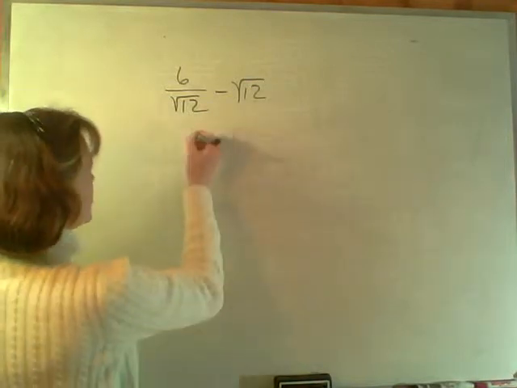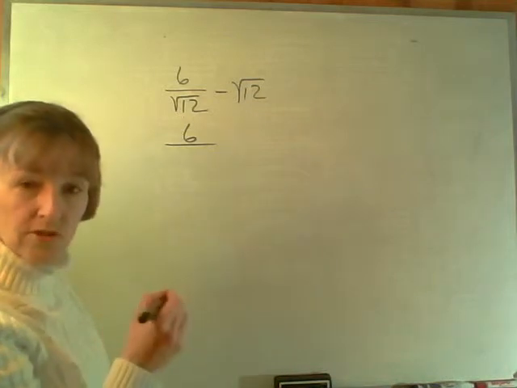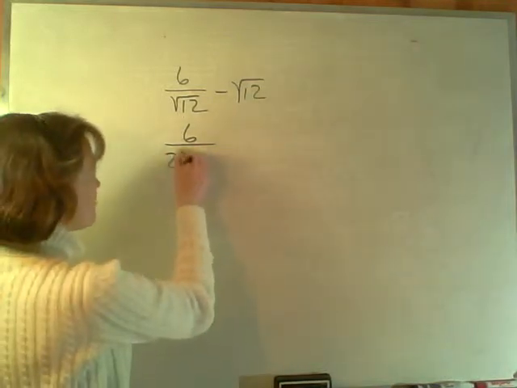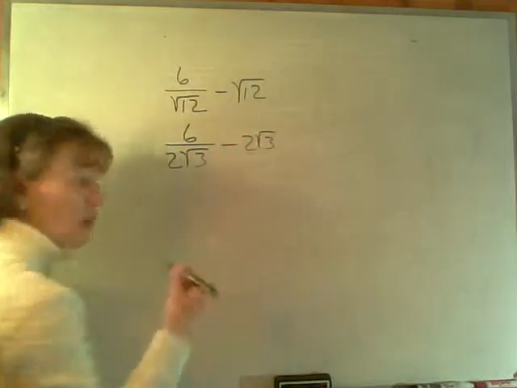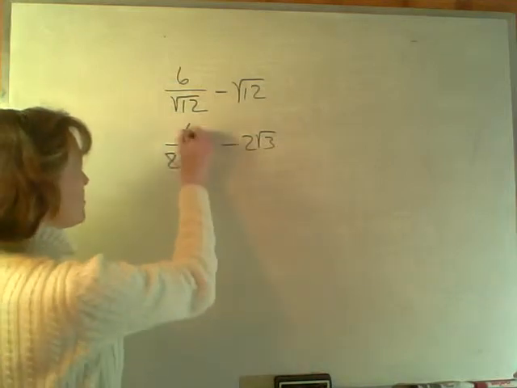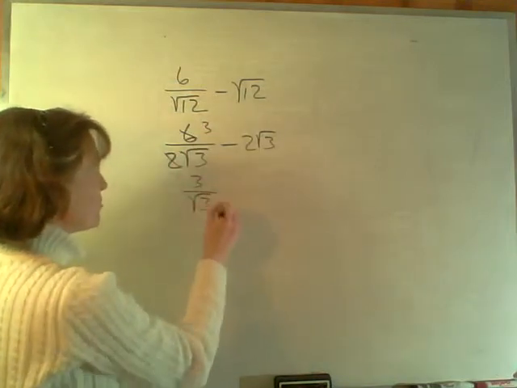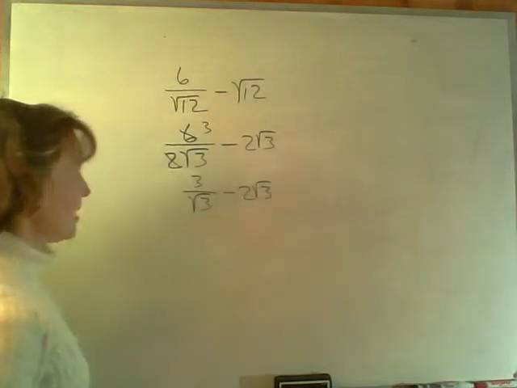Always simplify first. So when I simplify the square root of 12, the square root of 12 is 4 times 3. So I can take the square root of 4, that's 2. So it simplifies to 2 square root of 3. Well, I can cancel my 2 and my 6. So I have 3 over the square root of 3 minus 2 times the square root of 3.